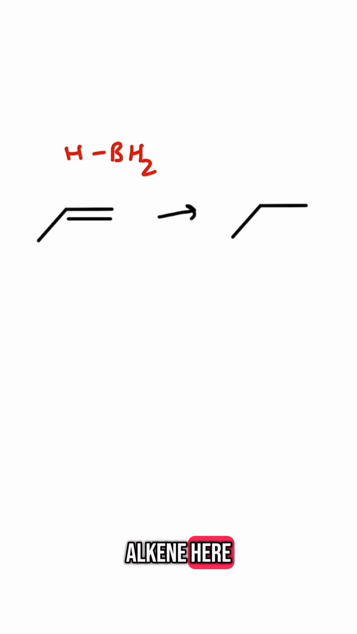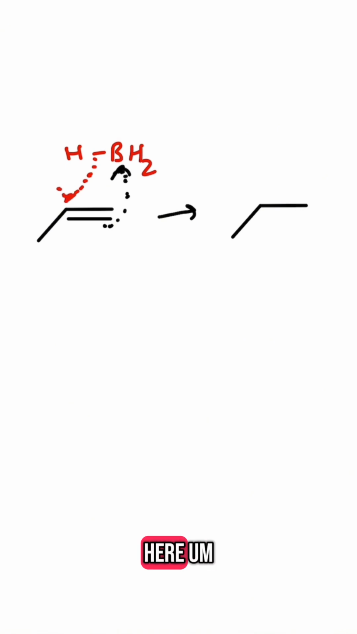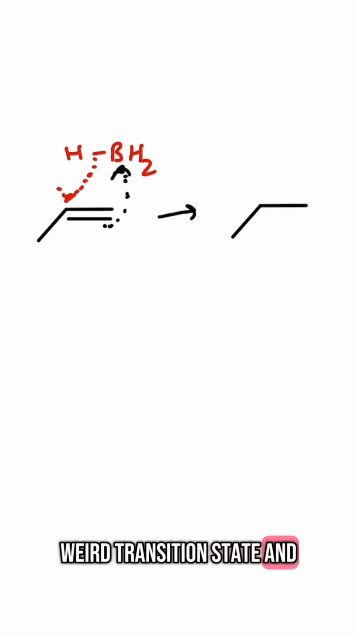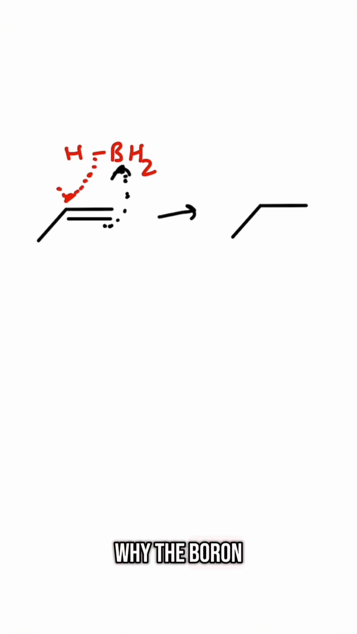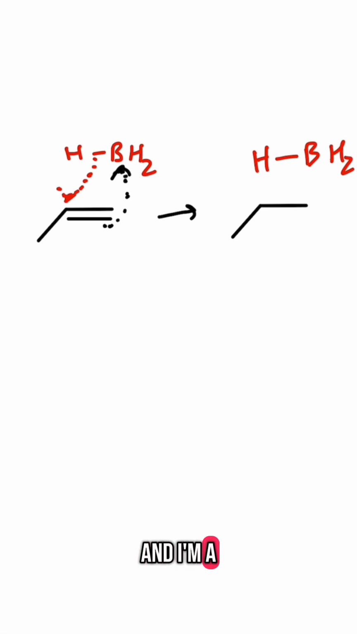We have our alkene here, and BH3. And the way it's going to add is, where's my pen? Here we go. I'm going to do kind of dashed lines. This is going to come up and grab this, and then this goes here. But what that leads to is a kind of weird transition state. And this is why the boron adds in the least substituted position: you have H here, your BH2, and you have a transition state that looks like this.